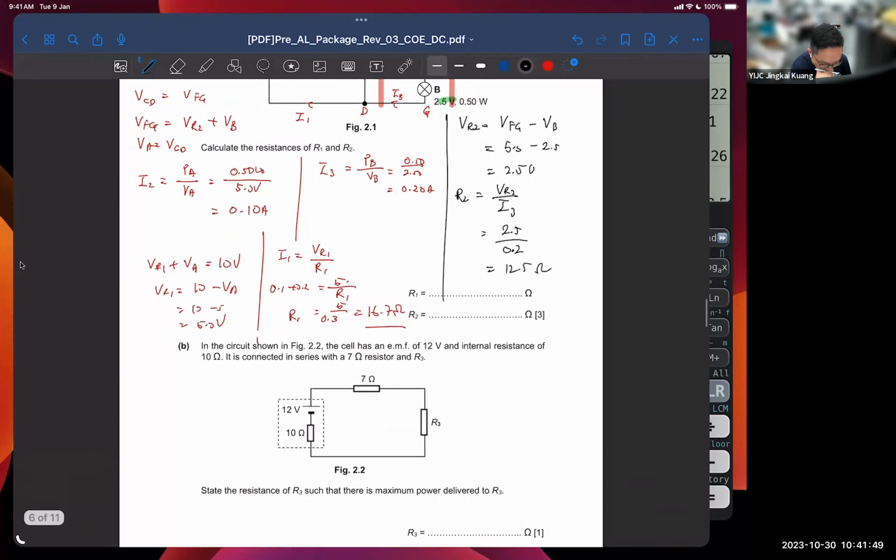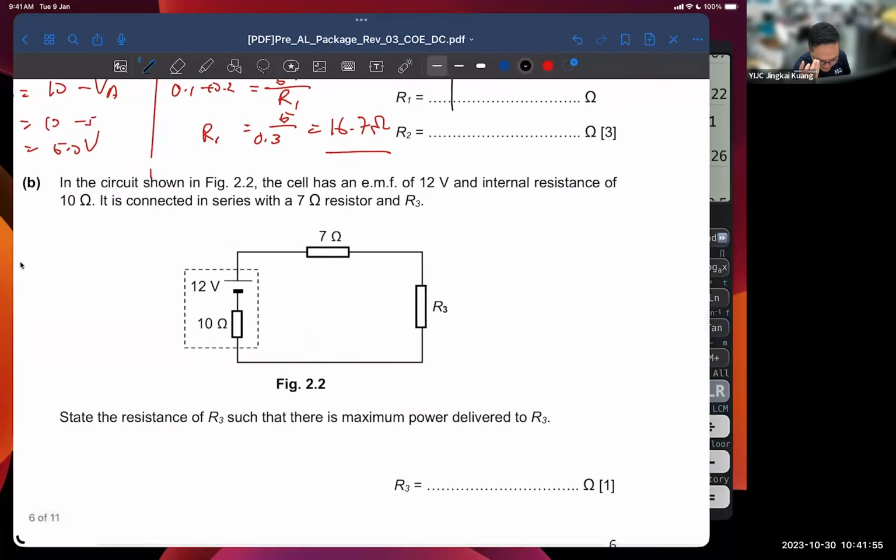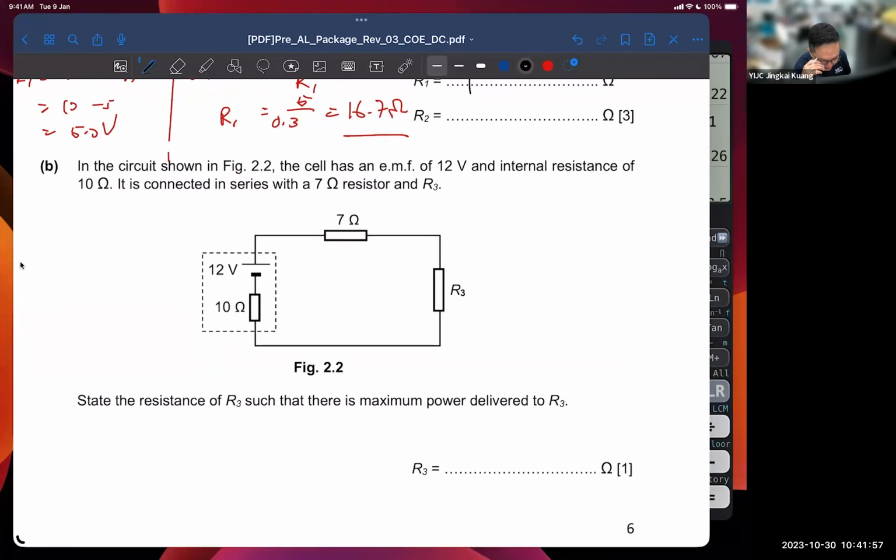Okay, next question. Last time, 1 mark. I thought of this for very long. I cannot solve it. Then finally, the trick is, let's talk about it first. This circuit has an EMF of 12 volts, an internal resistance of 10 ohms, a 7 ohm resistor and R3. State the resistance of R3 such that there is maximum power delivered to, I'm going to highlight this in super red, only the R3. Very important.